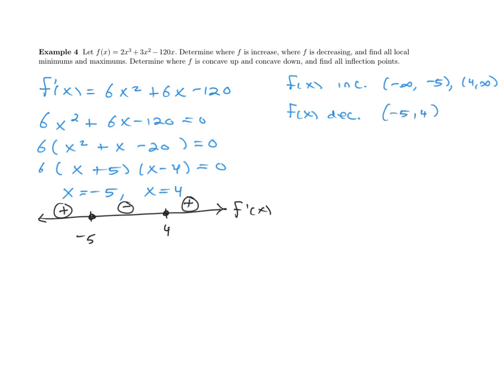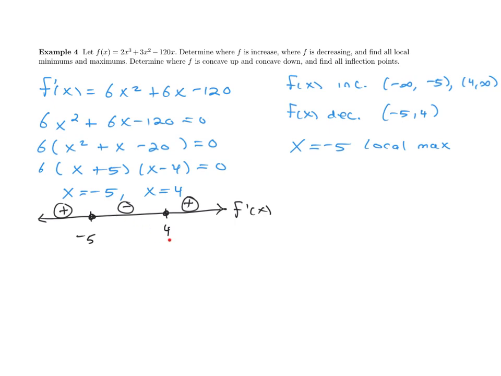We are also asked for local mins or maxes, and we can answer that too. -5 and 4 are potential local mins or maxes. Well, the derivative goes from positive to negative. That's an increasing to decreasing function. So on the original function f of x, x equals -5 is a local max. And again, that's because the derivative goes from positive to negative.